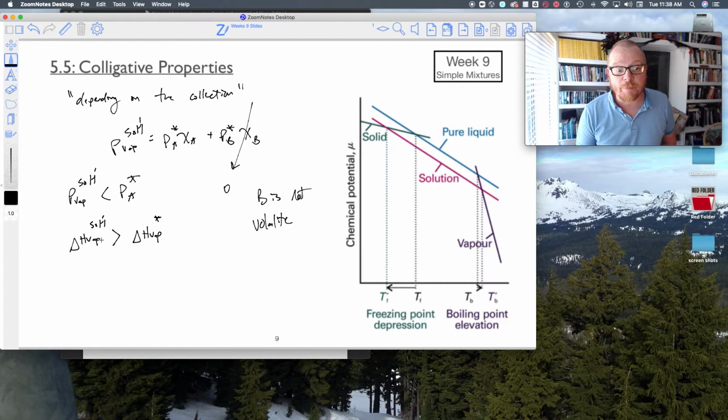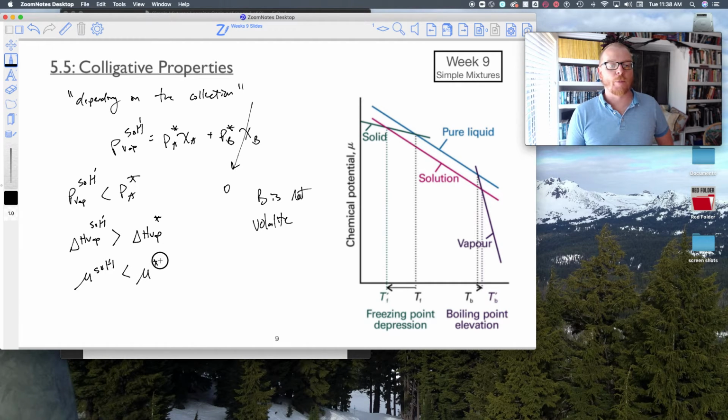If the delta H of vaporization of the solution is greater than the pure liquid, the boiling point has to increase. And so what we could also conclude, and really this is what's driving this, the chemical potential of the solution will be less than the chemical potential of the pure liquid. And you can see that on this diagram here, right? So here is the chemical potential of the pure liquid, and the chemical potential of the solution is reduced, especially when you're adding an electrolyte to water, for example.